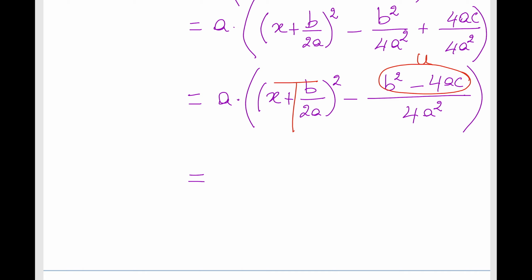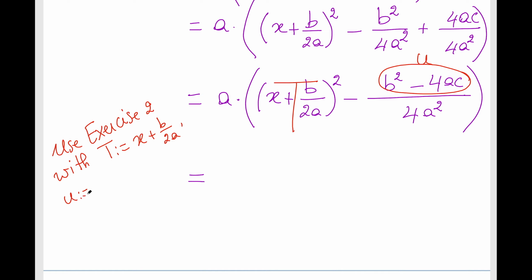So one more time, we're gonna use exercise 2 with, as we said, the t of exercise 2 being x plus b over 2a. The u in exercise 2 is gonna be b squared minus 4ac. And the v in exercise 2 is gonna be our a, right? The v of exercise 2 is gonna be our a.